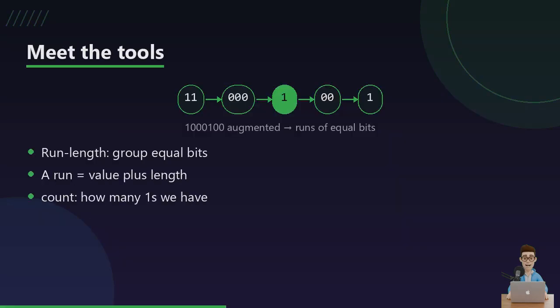A run length encoding just means grouping the string into chunks of the same bit, like saying 3 zeros, then 2 ones instead of spelling each out. In a plain count of ones, that's our starting score before any trade.